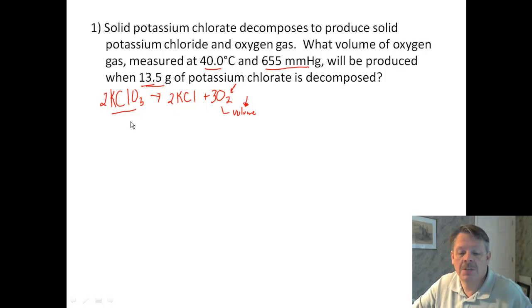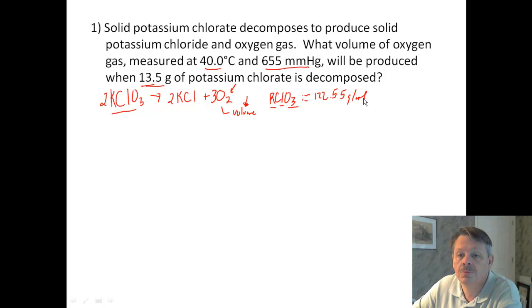Okay, we have 13.5 grams of potassium chlorate, so we have to figure out how much potassium chlorate weighs. So we take KClO3, and that's going to be, I'm going to let you do that, but that's 1 potassium at 39.1 and 1 chlorine at 35.453 and 3 oxygens at 48. So that's going to give you a molar mass of 122.55 grams per mole. Alright, so that's potassium chlorate.